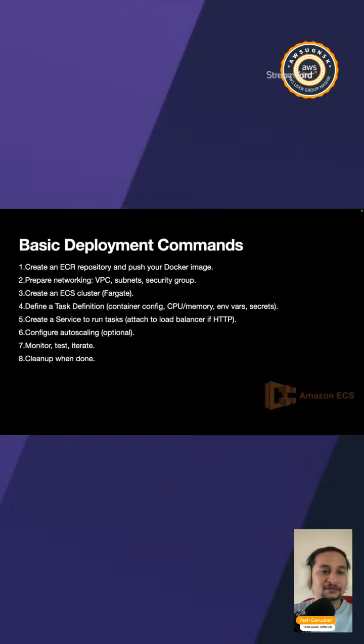Okay. Then we create a service to run tasks, which is attached to a load balancer if it is HTTP. So we have written our task definition, right? The task definition takes my container config, my CPU and memory configuration that I required, my environment variables and secrets. Now this task definition is written. Now what I need to do is create a service that runs these tasks. So when the task is run, my container config, the CPU and memory, everything gets created in reality. It is generated on AWS at this point when you create a service to run the tasks.